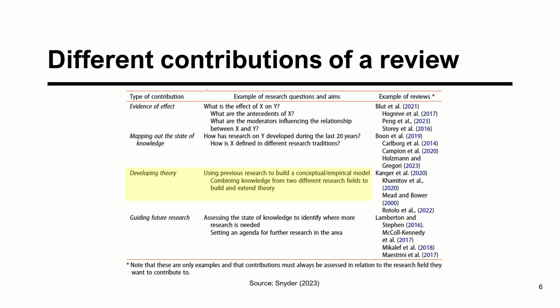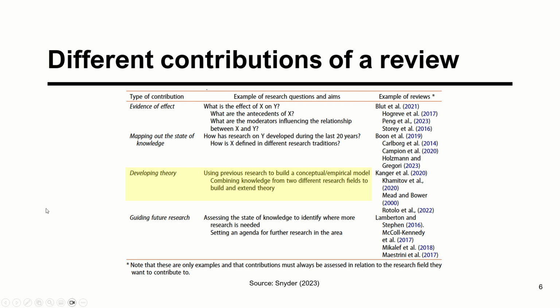Now, different contributions of a review. The 2023 Snyder paper actually calls out four types of contributions. The first is evidence of effect, where we are calling out what effects a particular variable x may have on another variable y. We will give you some examples in terms of what this really means. Or a second contribution could be mapping out the state of knowledge, where how has research on a particular topic panned out over the last few years, and how is it looked upon in different research traditions and so on.